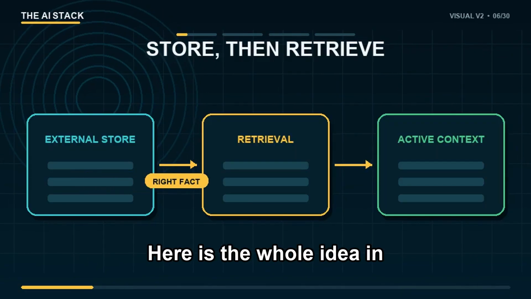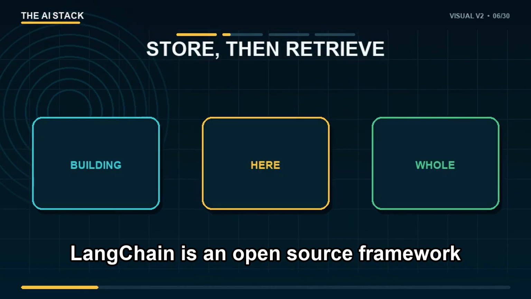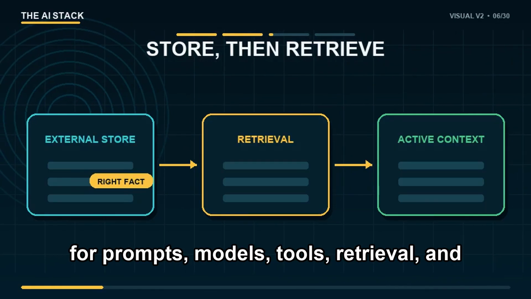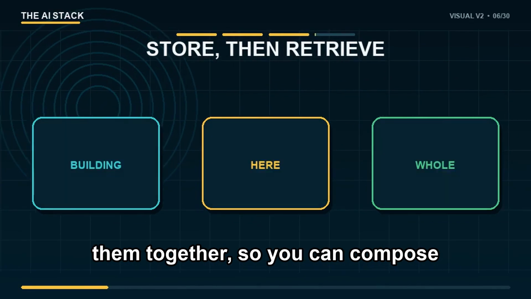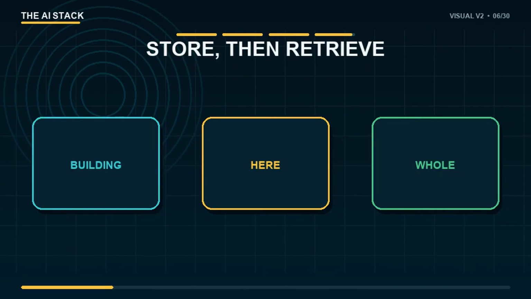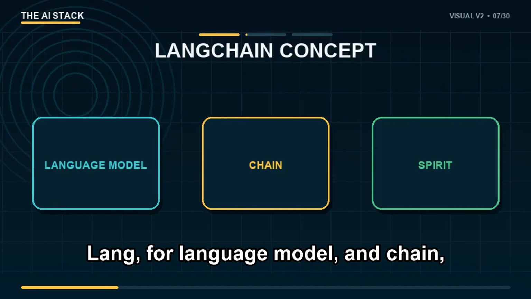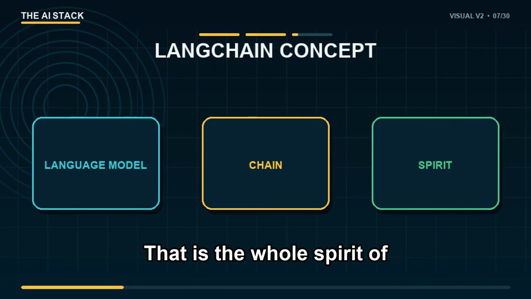Here is the whole idea in one sentence. LangChain is an open-source framework for building applications with language models that gives you standard building blocks for prompts, models, tools, retrieval, and memory, plus a way to connect them together. So you can compose an app without writing all the plumbing yourself. The name is the clue. Lang for language model and chain for linking steps into a sequence. That is the whole spirit of it.